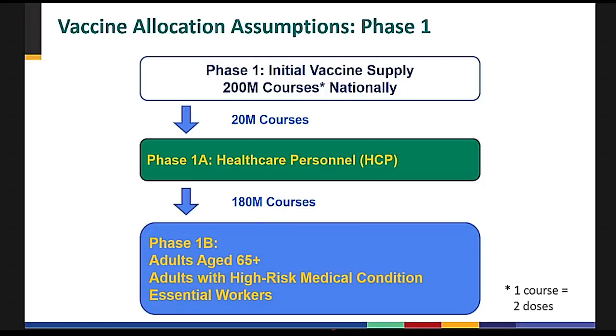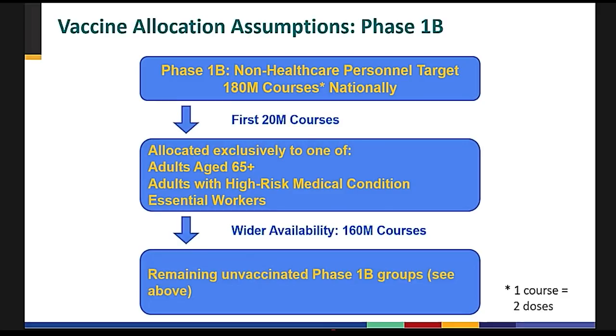Now I'm going to walk you through our vaccine allocation assumptions for phase 1. In this analysis, we assume there are 200 million courses of vaccine available for phase 1, and it's important to note that a course equals 2 doses since we assumed this is a 2-dose vaccine. In phase 1A, we allocate the first 20 million vaccine courses to healthcare personnel. After the initial allocation to 20 million healthcare personnel, we have 180 million courses remaining, and we move to phase 1B, which consists of adults age 65 plus, adults with high-risk medical conditions, and essential workers.